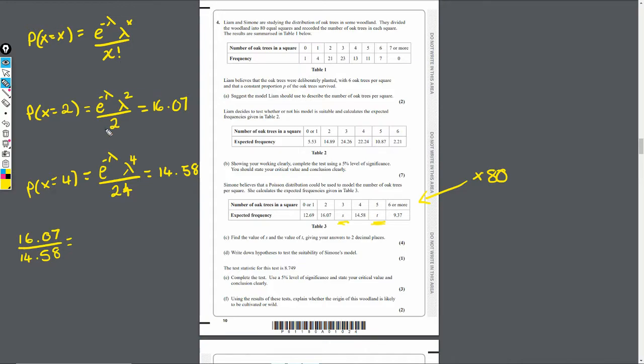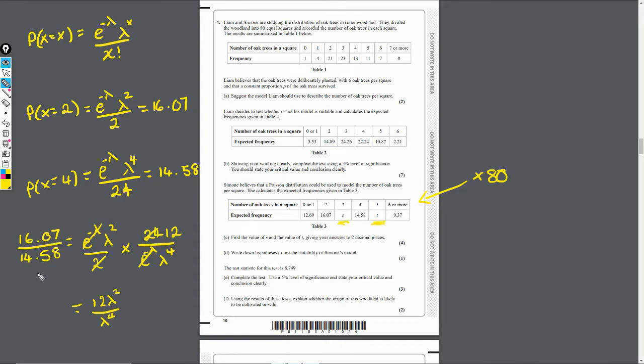So my 16.07 is this, so it's (eta minus lambda) squared all over 2. Times, so if you're dividing, I'm going to times it by 1 over this, so it's going to be 24 over (eta minus lambda) to the 4. Okay, so that's my working there. Now we just need to actually evaluate this. Well, 24 over 2, so that'll cancel with that, and that'll give me 12 there. My eta minus lambda will cancel with that one there. So all I'm going to get is 12 lambda squared over lambda to the 4.